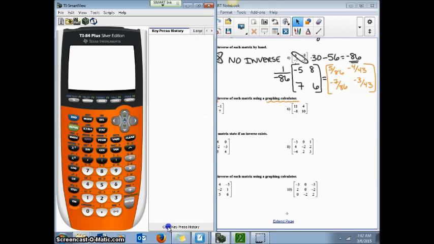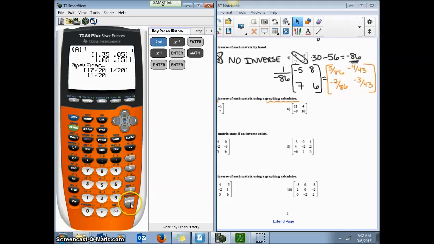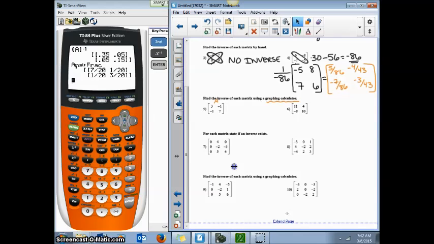And then you want to be on the home screen in order to find the inverse. So what you're going to do is tell it which matrix you want. We want matrix A. And we're going to take the inverse. So I'm just going to hit the x to the -1 button. And then you hit enter. And it gives you decimals. I don't want decimals. So you do math, enter, enter, and it changes your whole thing into fractions, which is pretty nice. So then there's your answer.